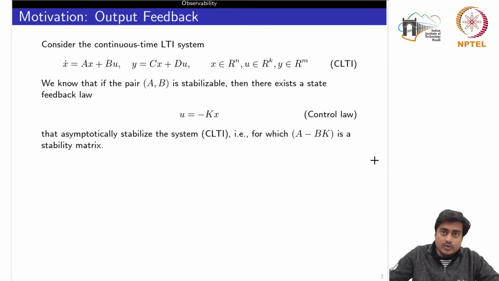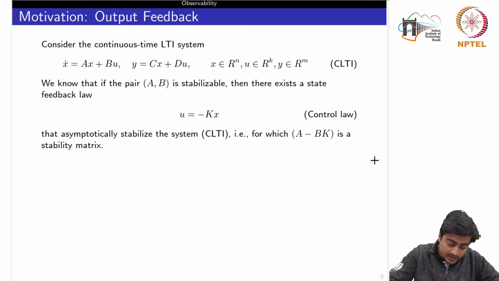So, observability is basically related to the problem of the controllability, which we had discussed in the third or fourth week. If you recall the problem of controllability, we want to ensure whether there exists a control law such that I can steer my state trajectory from some x of t naught to some x of t1.